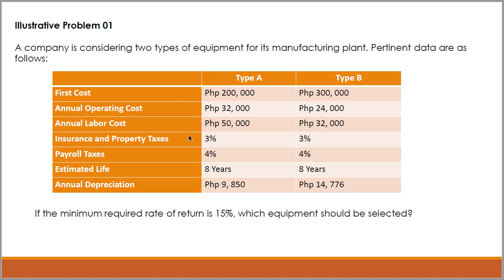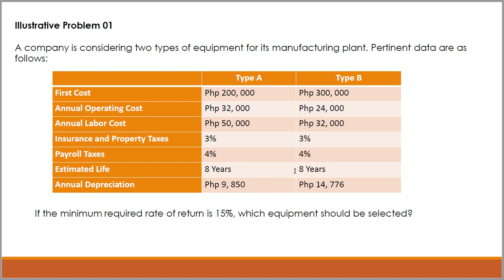Okay? So for labor cost to operate the machines ito. And then insurance and property taxes. Kapag insurance and property taxes, usually that's a percentage of the first cost. So 3% of the first cost natin. And then payroll taxes, since payroll yan, that means a percentage of the labor cost naman. So labor cost yan. And estimated life is 8 years for both machines. Then annual depreciation is, ito yung annual depreciation natin. And of course, parehas silang 8 years.